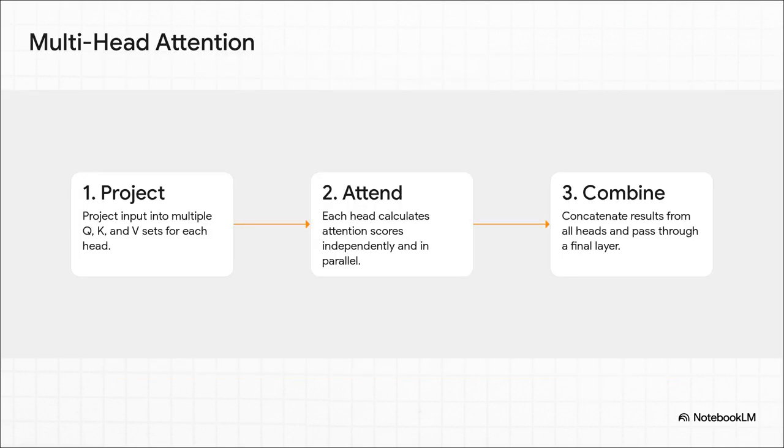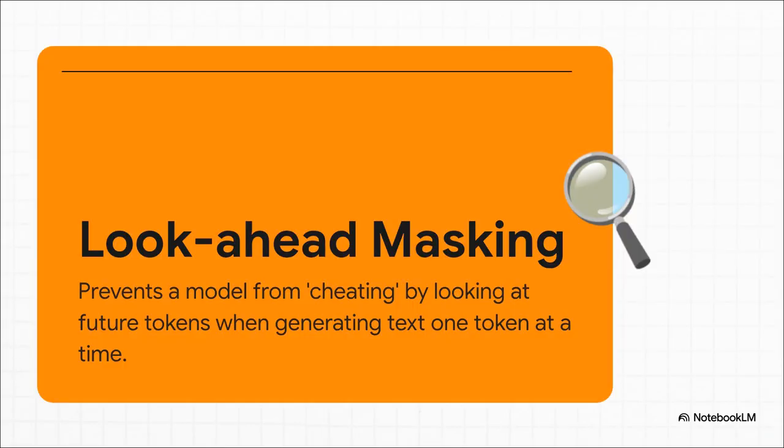And the process itself is actually pretty straightforward. First, the initial input gets split up into multiple sets of those query, key, and value vectors we just talked about, one set for each head. Then, each head runs its own attention calculation, all independently and at the same time. Finally, all of their individual outputs are basically stitched back together and run through one last layer to produce the final result.